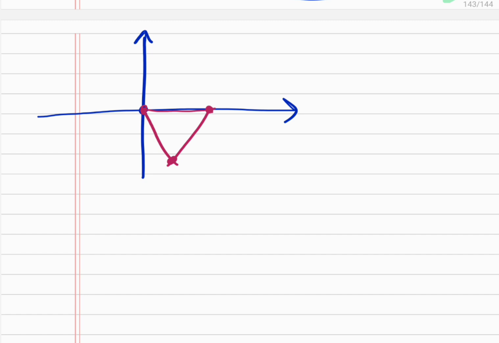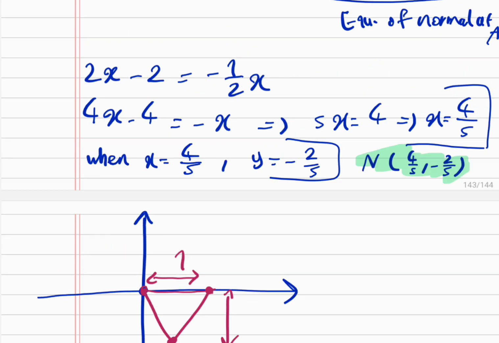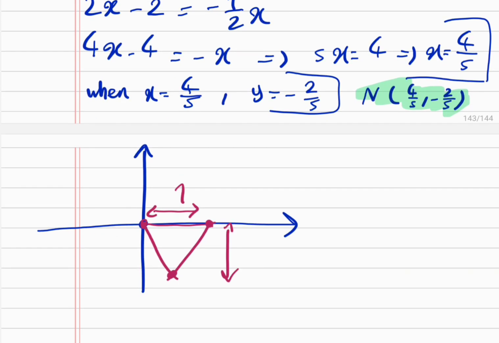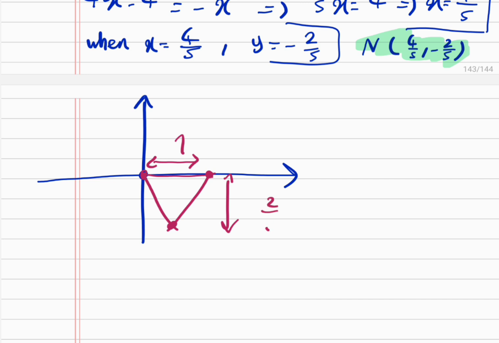We can use the basic area of a triangle, which is half base times height. The base is 1, and the height is from here to here, which is the y coordinate of point N. The point N has y coordinate minus 2/5, but length is positive, so the height is 2/5. So the area is equal to a half times 1 times 2/5, which is 1/5.